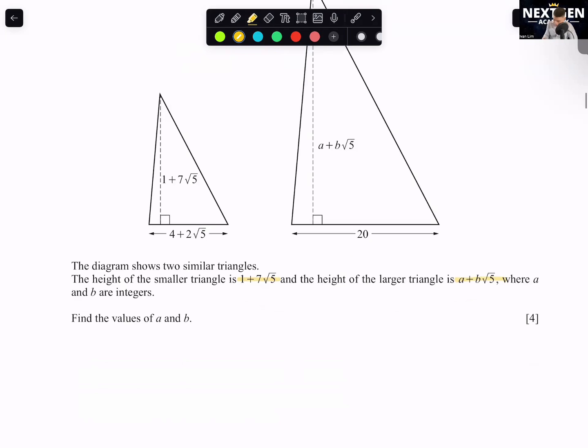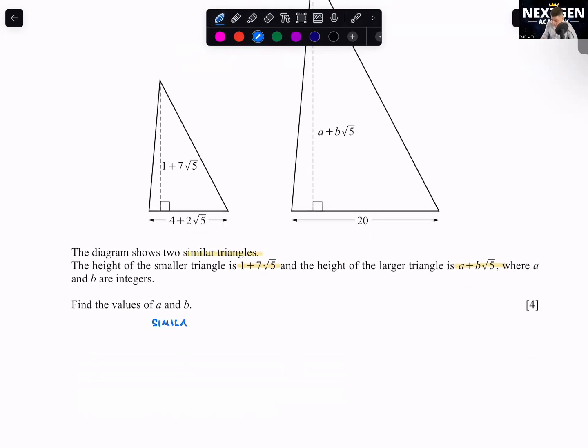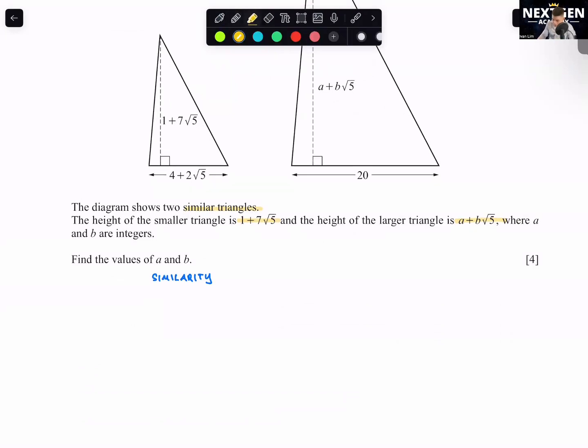This is on the concept of similarity. Similarity seldom comes out, if you all realize in math. But one of the February March papers also came out, you all remember that whole 3D shape question. But this one is much easier to do. So for similarity, I'm going to compare the base with the base and the height with the height. So 20 over 4 plus 2√5 equals a plus b√5 over 1 plus 7√5. Actually any other way, if you want to put it upside down, all can.